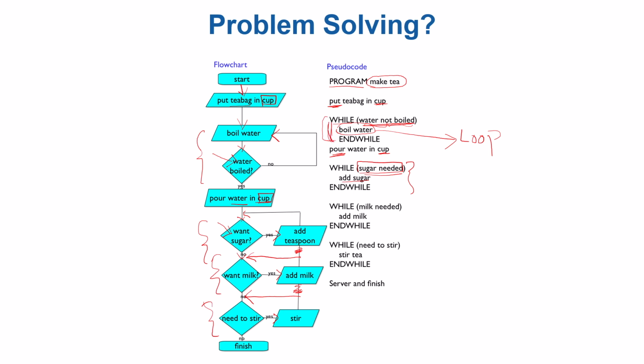So there is a bug in this slide. This should be here. Once this condition is false, sugar needed? No. Then you can exit this loop and you go here. While milk needed? Yes, add milk. Check again. Milk needed? Yes, add milk. Once this condition becomes false, milk needed? No. Then you can exit this loop.